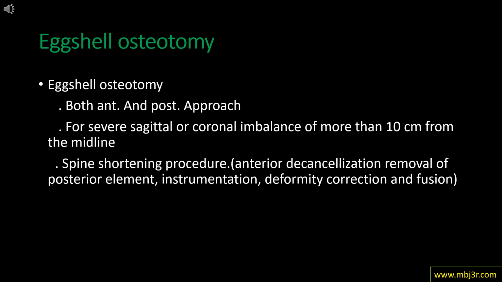Eggshell osteotomy, both anterior and posterior approach, for severe sagittal or coronal imbalance of more than 10 cm from the midline. Spine shortening procedure. Anterior decancellation, removal of the posterior elements, instrumentation, deformity correction and fusion.